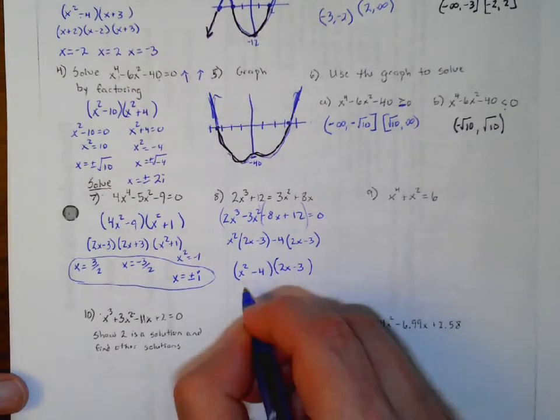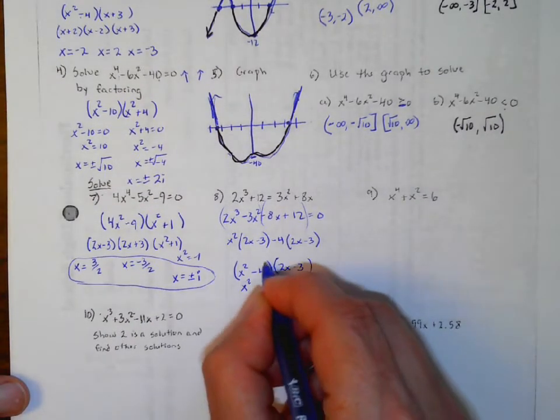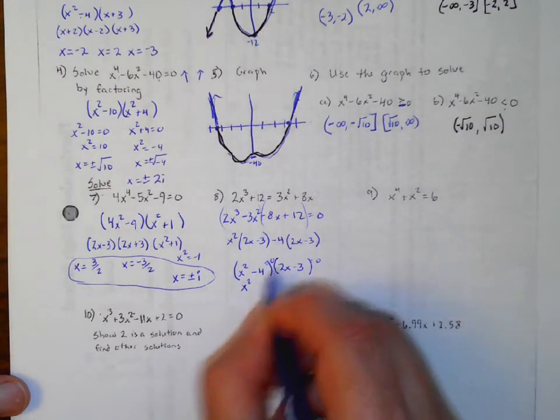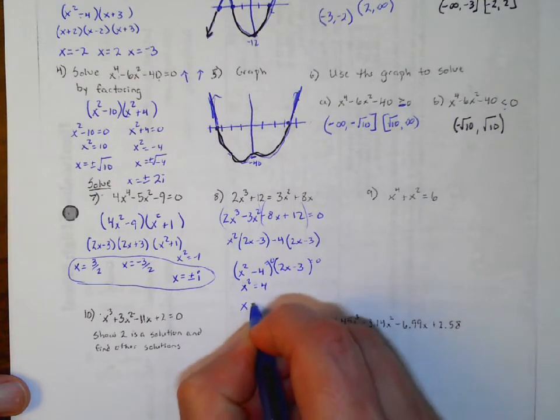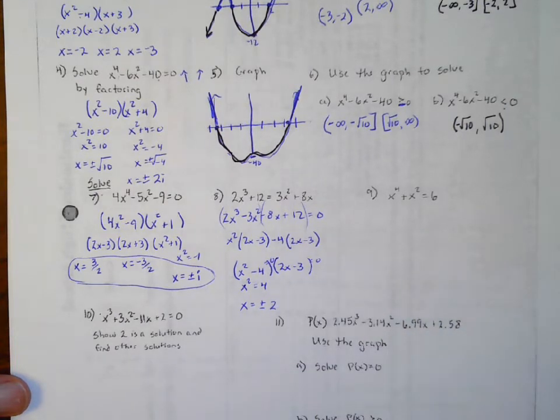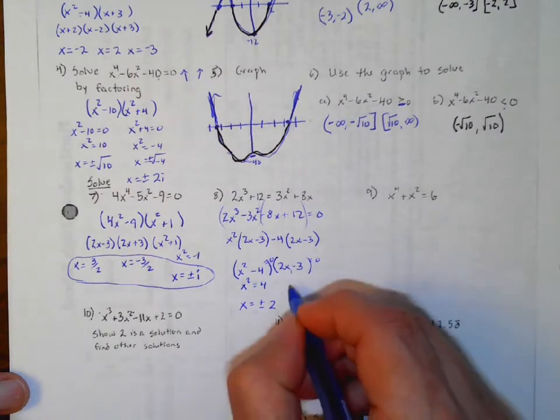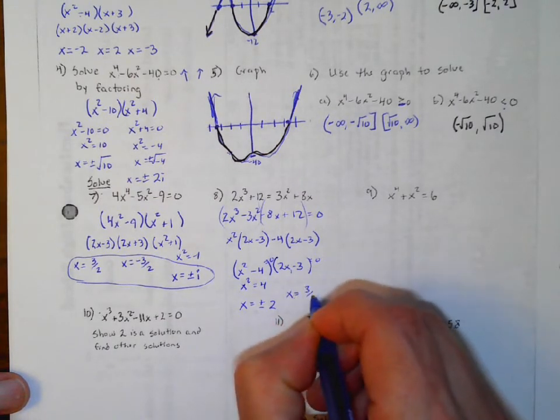Okay, to solve it now, if I set these both equal to 0, add the 4 over, take the square root, I get plus or minus 2. And if I add the 3 over and divide by 2, I get that answer.